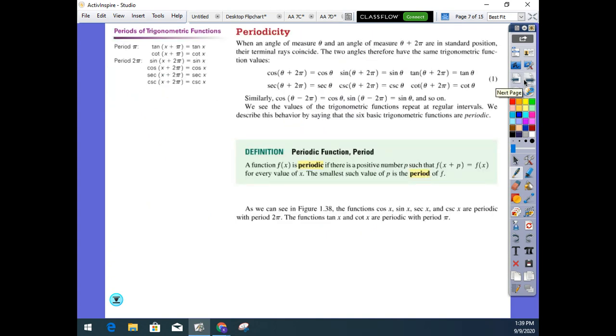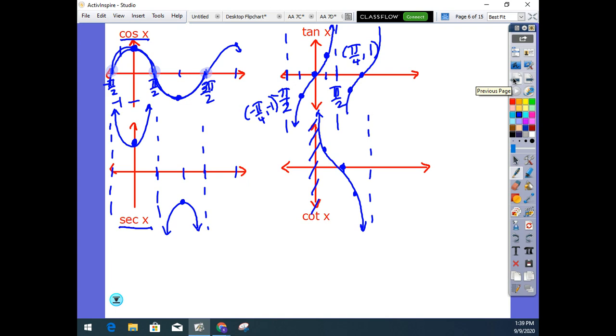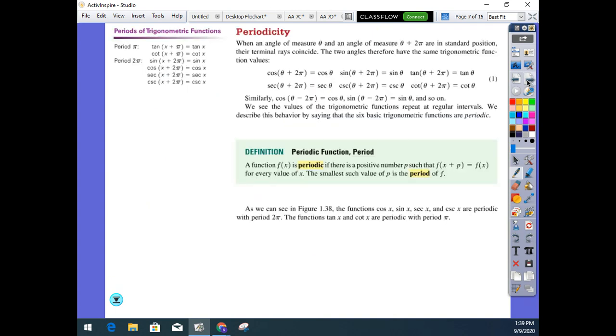Okay. Period is just how often it repeats. Like if we come back, because tangent and cotangent both repeat after pi, their period is pi. Tangent and cotangent both have a period of pi. Everything else has a period of 2 pi. That's what we call it, it's periodic if it starts to repeat.